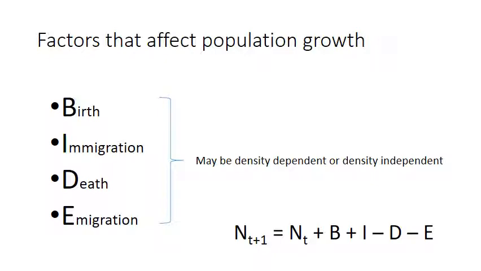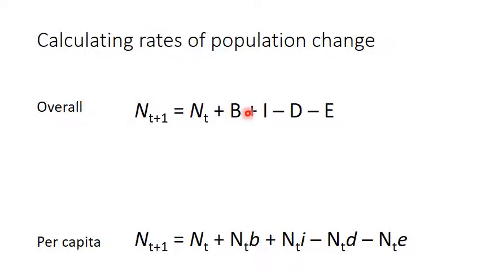Looking at birth rate, immigration, death rate and emigration, we can calculate changes in population size over time. If you look at this equation down in the corner, this is N t plus 1, the size of the population at a given time in the future. We work that out by looking at the population now, that's N t, plus birth rate, plus immigration, minus death rate, and minus emigration. What this equation describes is the absolute change in a population over time.